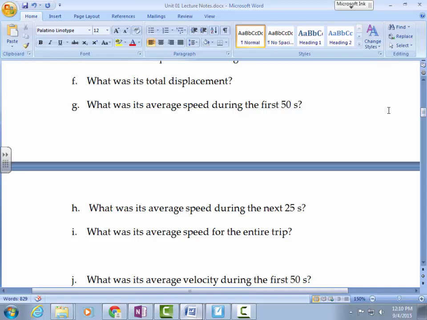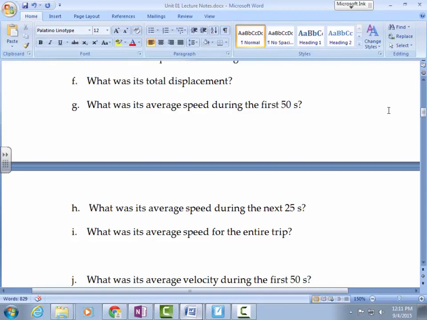It's going to be 150 divided by 50 seconds, right? Which is 3 meters per second. And then over the next 25 seconds, you have 100 divided by 25, which is 4 meters per second. And what is the average speed?